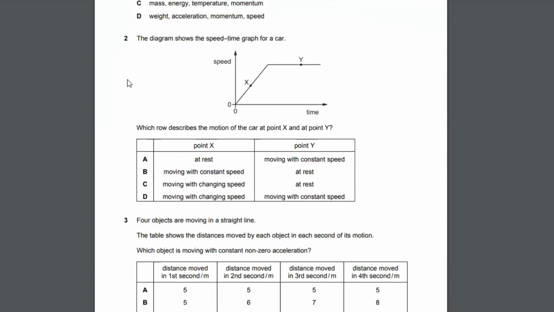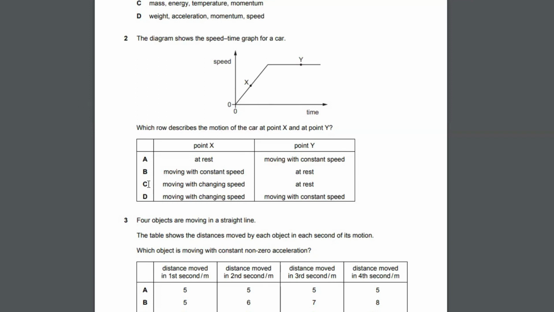Next one is, the diagram shows the speed time graph for a car. So in this graph, first of all, there are 2 points marked X and Y. X is marked on the gradient and Y is marked on the constant value. So at Y, it is moving at constant speed because it will mark only one value on the speed axis. But X is on the gradient. That means it is moving with changing speed. This is not constant speed. Constant speed is this Y value. This X is changing with respect to time.